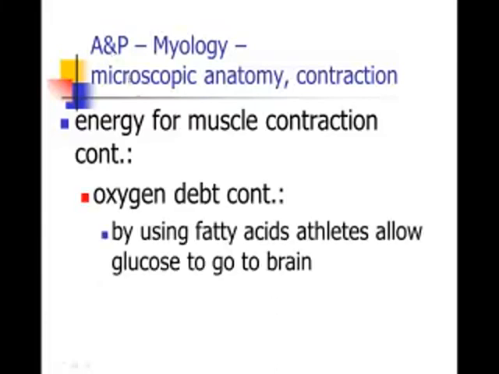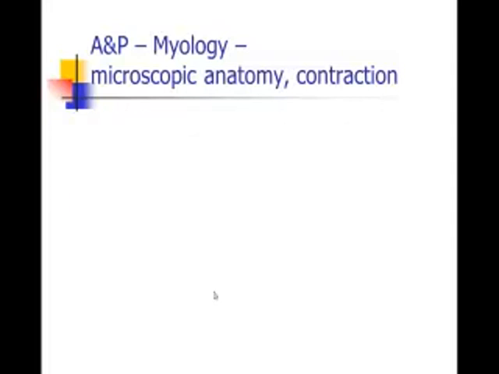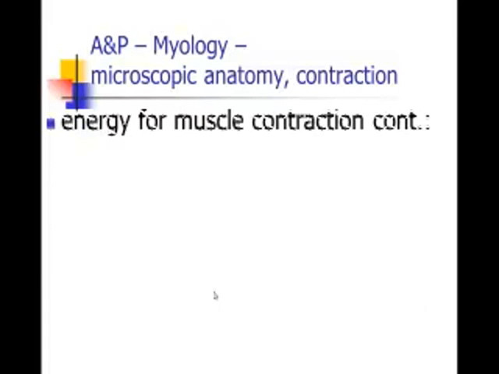Okay, so if athletes are being active, like say running a marathon, and they can depend upon fatty acids to get their energy, that means that the glucose is going to be available for the brain, and the brain is unable to use the fatty acids the way the rest of the body does. If the lactic acid is not being produced as much, then it's going to have less effect on the pH, and there'll be less oxygen debt. So using other sources to generate energy, or to generate ATP rather, is good.